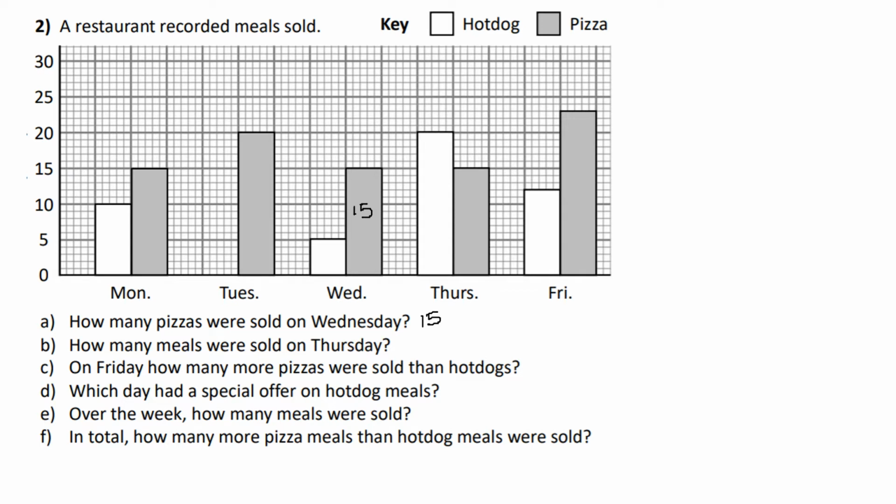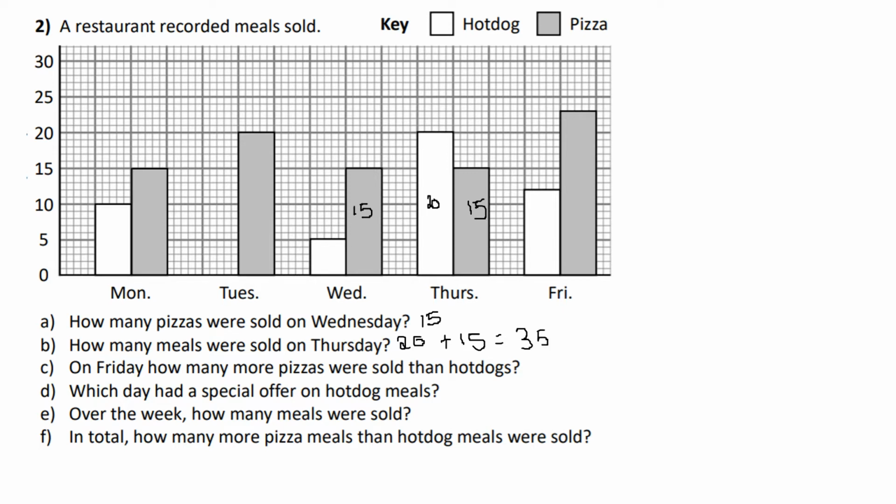How many meals were sold on Thursday? So we're going to go across to Thursday. Now total meals means we've got to add hot dogs and pizzas. So 20 hot dog meals were sold and 15 pizzas. If we add those together, we'll get the total number that was sold, and that will give us 35.